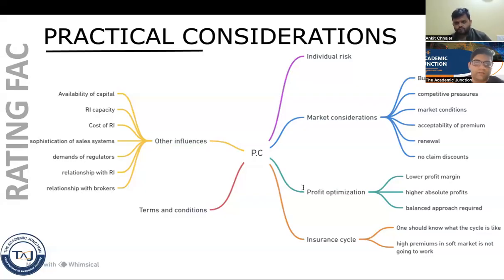So remember that nuance, right? Sophistication of sales systems is another factor. Demand of regulators is another factor. Relationship with reinsurers is another factor. Relationship with brokers. So this relationship with reinsurers, relationship with brokers, these are all beautiful generic points that in contextual cases will definitely fetch you 1 mark, right?